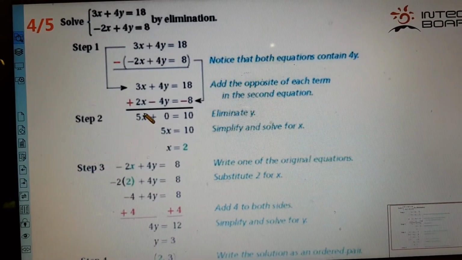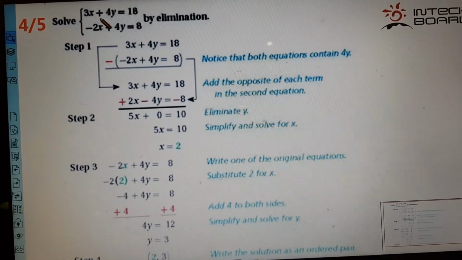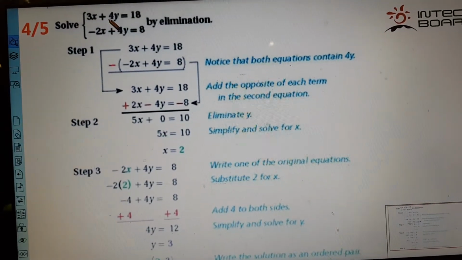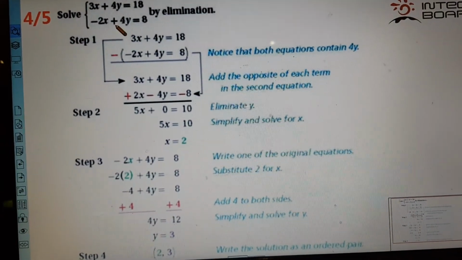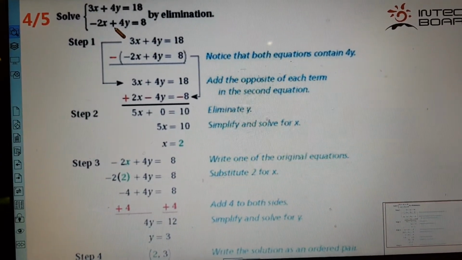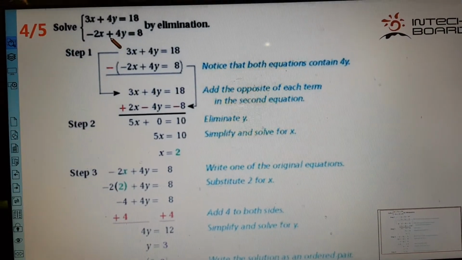Here we used subtraction. Why subtraction? Because I have the same sign. Positive 4y, positive 4y. If you add positive 4 and positive 4, it will be positive 8. I need to eliminate it, so we will subtract. Positive 4 minus 4 will be 0. So we will subtract here.